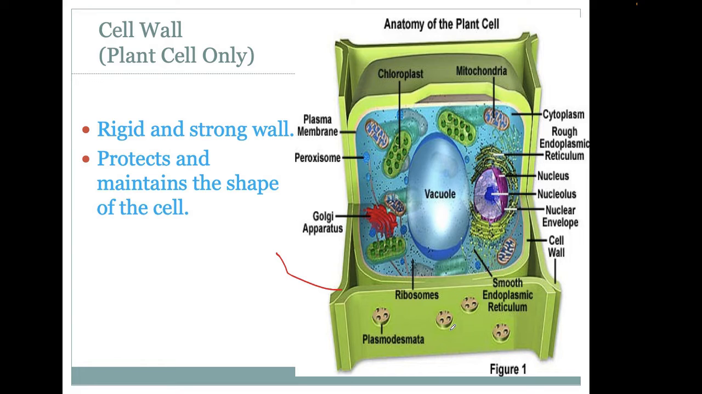This is the cell wall. The cell wall is a rigid and strong wall. It protects and maintains the shape of the cell. So, we will discuss this cell wall in detail later. Okay, this is the brief structure. We can see in the cell, the outer layer is the cell wall. This is the rigid and strong wall. It is present only in plants.